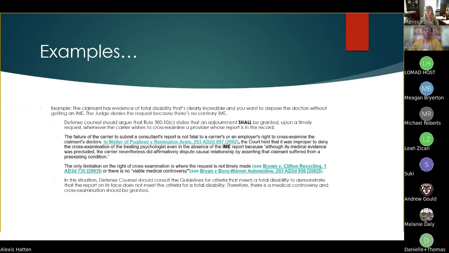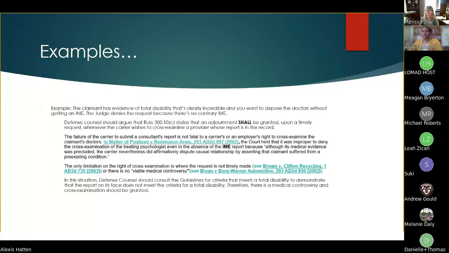So if there's a basis to dispute causal relationship, that's the basis for your viable medical controversy. Or if there's a basis to dispute the degree of disability, there's your viable medical controversy. It doesn't have to be an IME report. So for example, with degree of disability, you should consult the guidelines to demonstrate that the report on its face doesn't meet the criteria for a total disability. Therefore, there is a medical controversy and cross-examination should be granted.